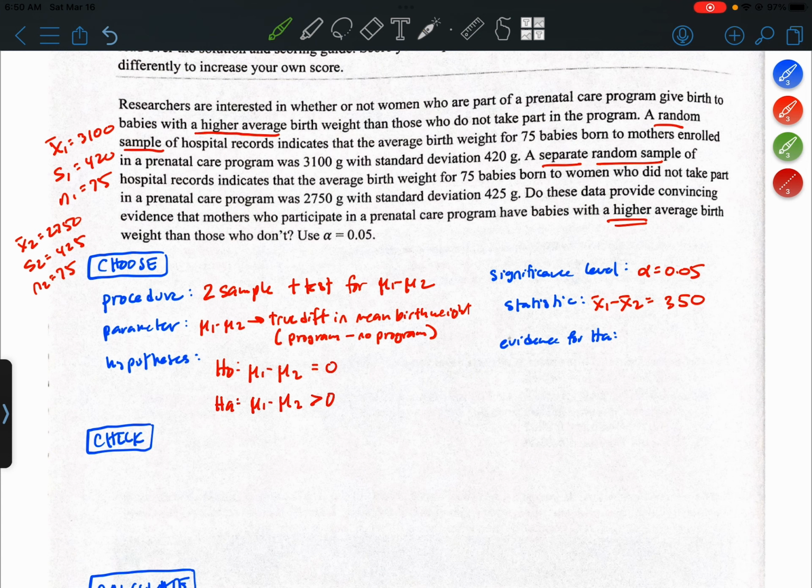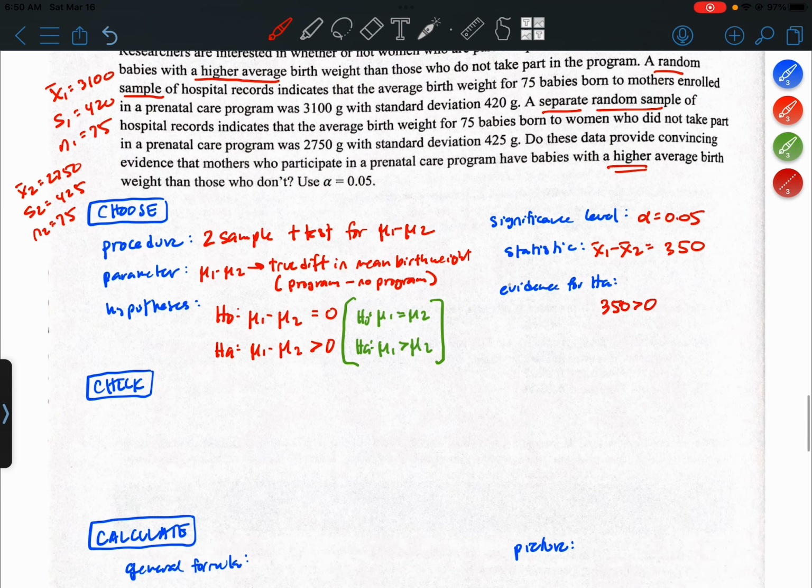You could also write the hypotheses this way: mu1 equals mu2 is the null, and mu1 greater than mu2 is the alternative. That's just an optional way of writing the hypotheses. We have evidence because the difference in our sample is greater than 0, so that supports the alternative. 350 is greater than 0. Now let's move on to the conditions.